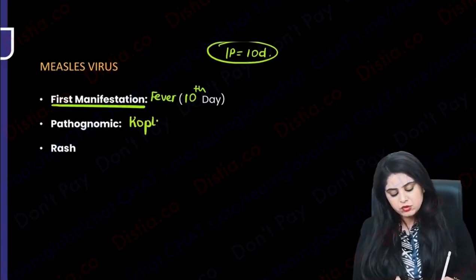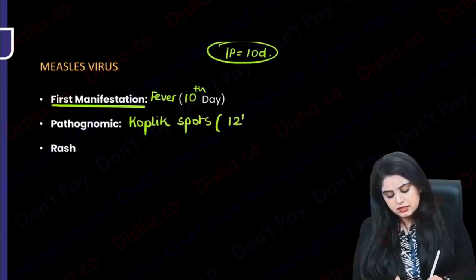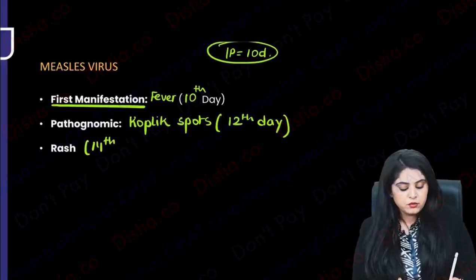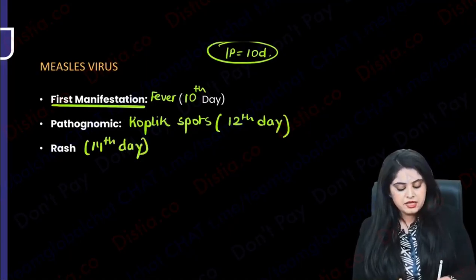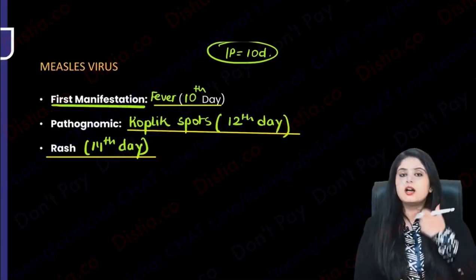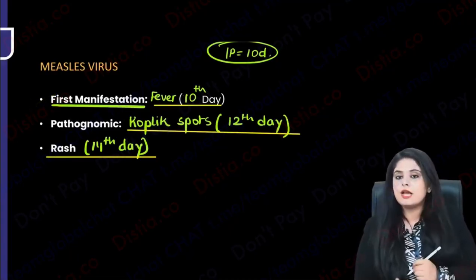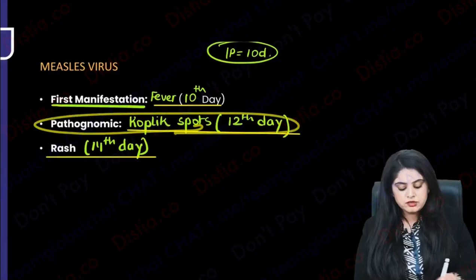After that comes the most famous spots called the Koplik spots, which are seen by the 12th day. And after that, you see a rash, which is seen on the 14th day. So if I ask you what are the 3 days in which this goes on, remember it is going to be fever on the 10th day, Koplik spots on the 12th day, and rash on the 14th day. Now let me elaborate on this. Fever, you don't need any elaboration on, I'm sure, but you would want to see what are these Koplik spots.